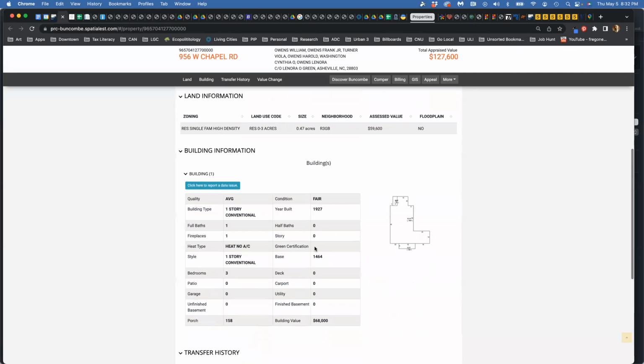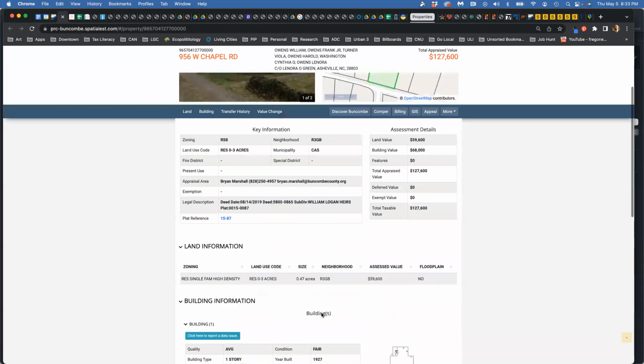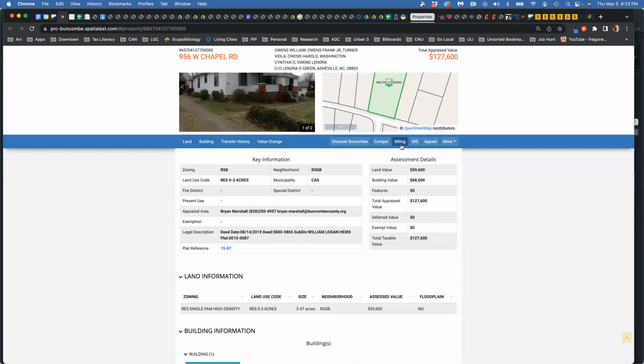When you roll down, you'll see the building. The building's base value is tied to its square footage, which is 1,400 square feet. If you divide 68,000 by 1,400 square feet, it gets you the price per square foot. So those are the key stats. But the thing that I like to look at is this thing right here called billing.